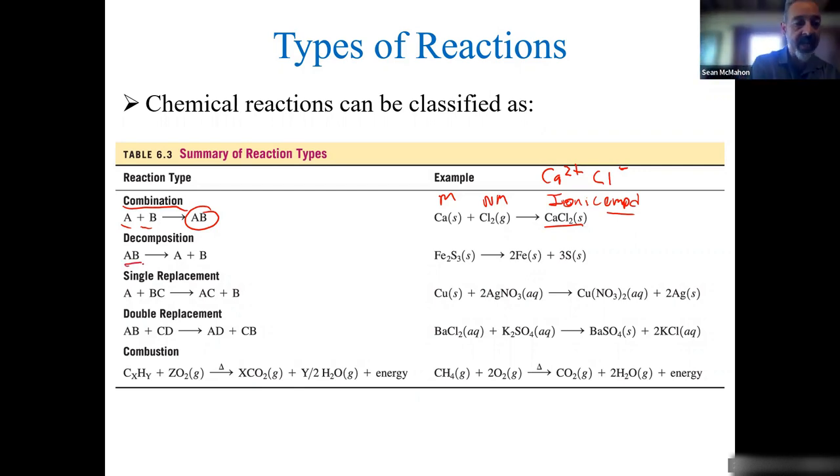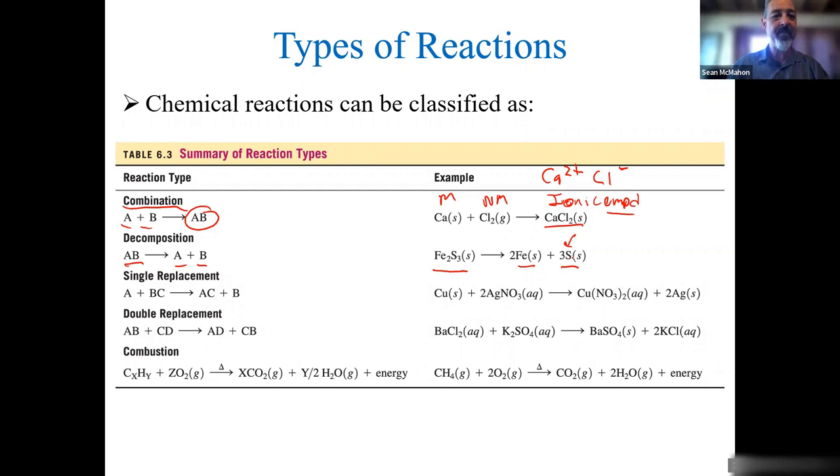Decomposition. I have something that breaks down to multiple parts. So here I have an ionic compound. So this is iron 3 sulfide, and it breaks down into iron in an elemental form and sulfur. Really, that should be S8, but this is an intro class, so I'll chill out. But yeah, they made it a little bit easy. It's actually a molecular element, but I'm not going to get into that.